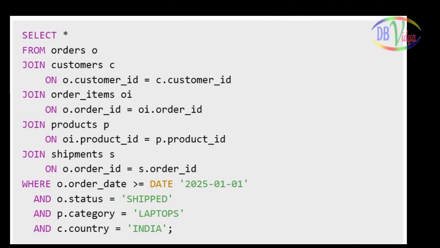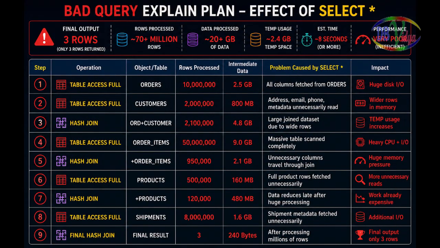This is the query. So this select statement, you can see it is selecting all the columns from orders table, customer table, order items, products, shipments. So these are the tables from which it is selecting the data, and there are some where conditions in this select statement. Let us see the explain plan for this query.